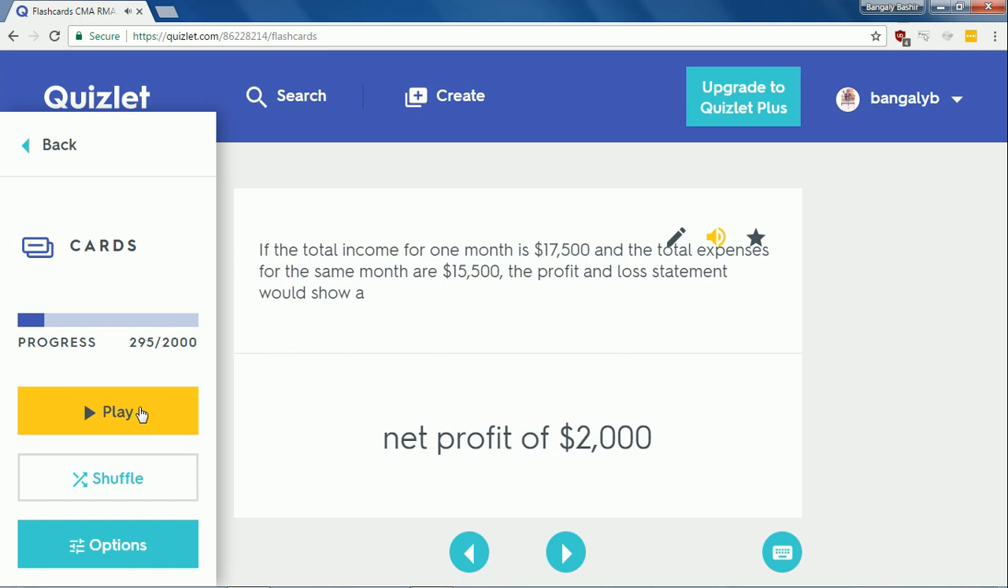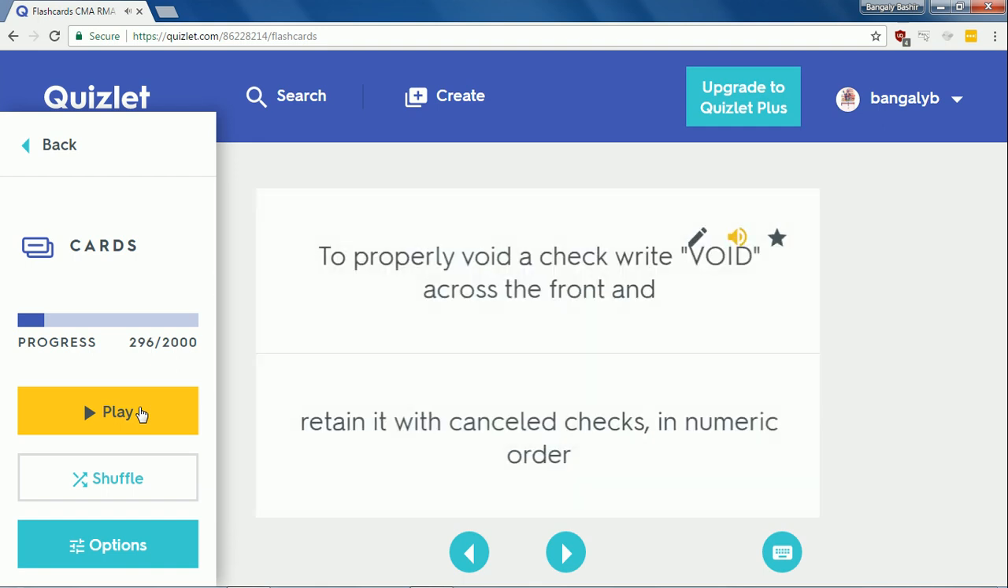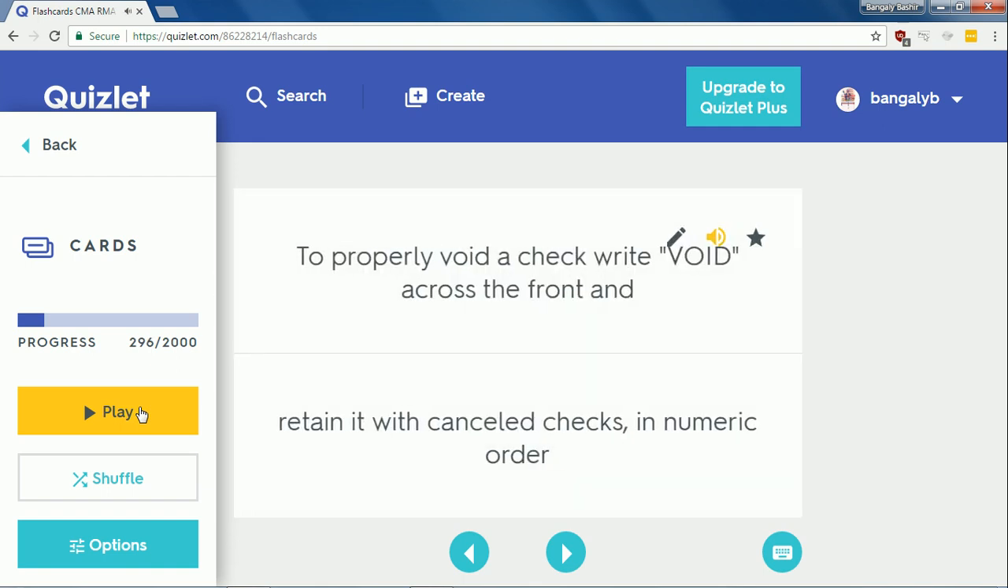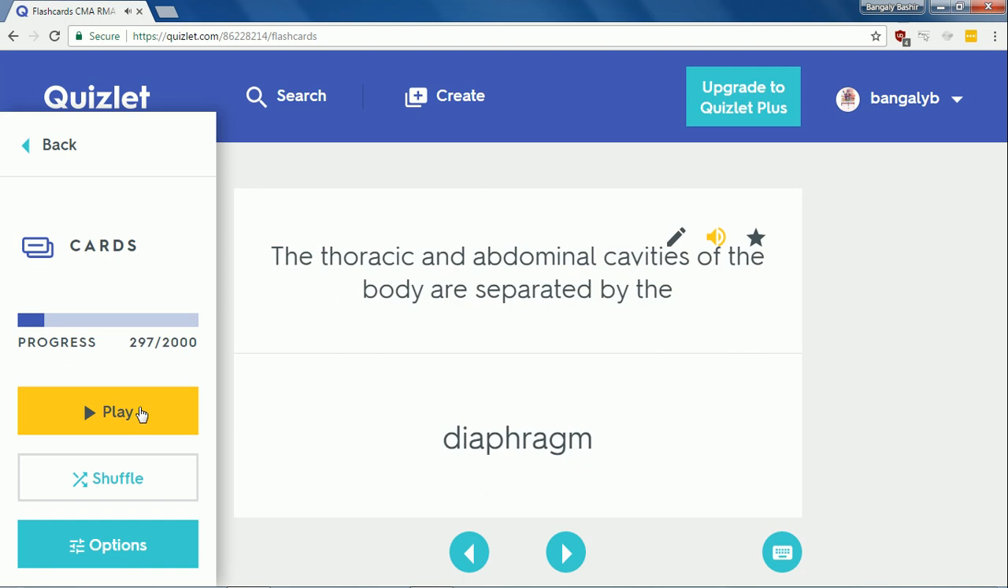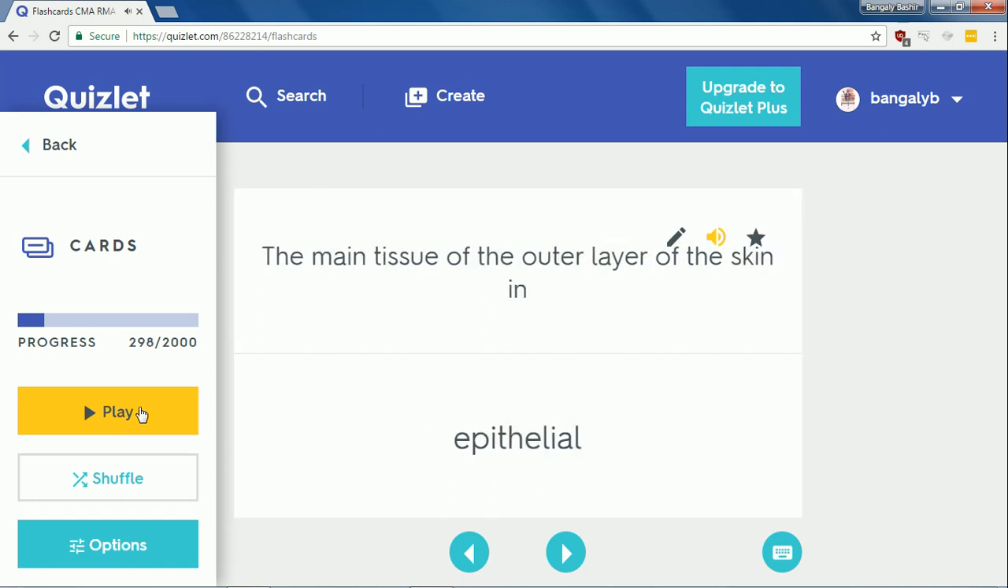If the total income for 1 month is $17,500 and the total expenses for the same month are $15,500, the profit and loss statement would show a net profit of $2,000. To properly void a check, write void across the front end. Retain it with canceled checks in numeric order. The thoracic and abdominal cavities of the body are separated by the diaphragm. The main tissue of the outer layer of the skin is epithelial.